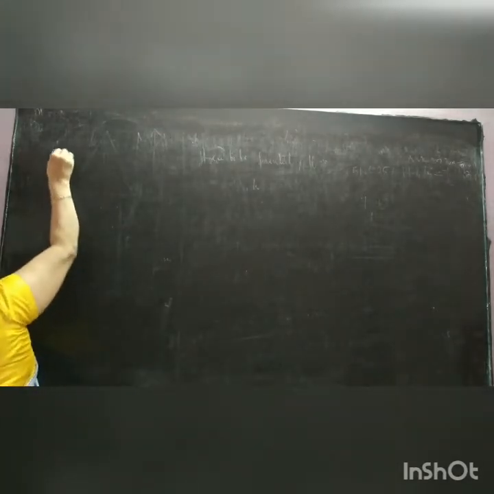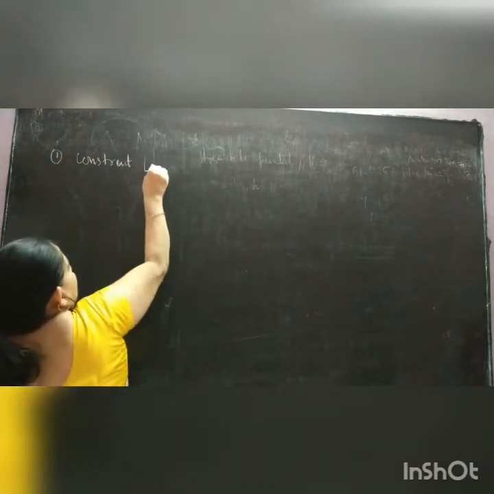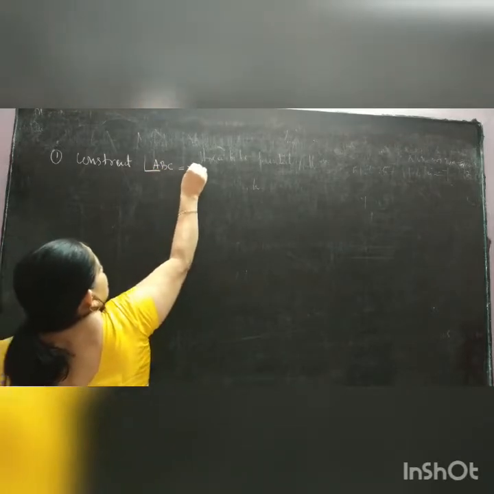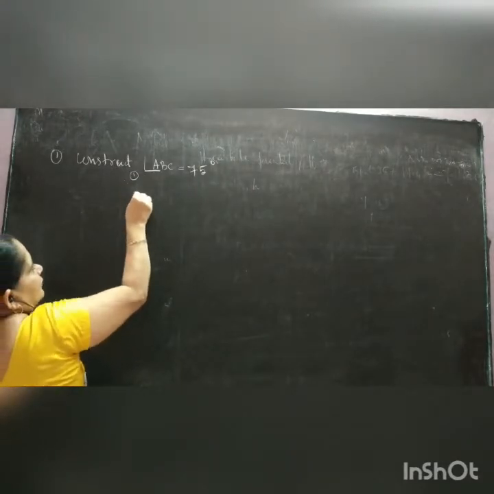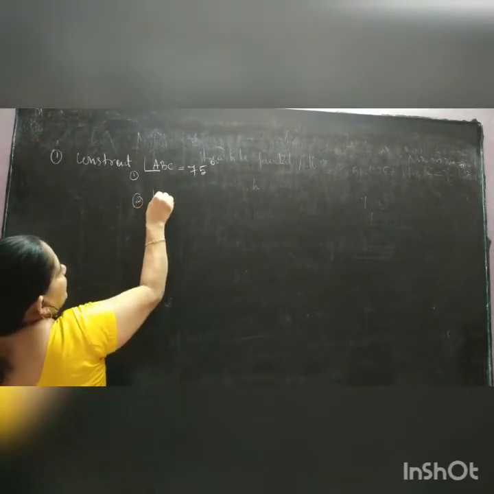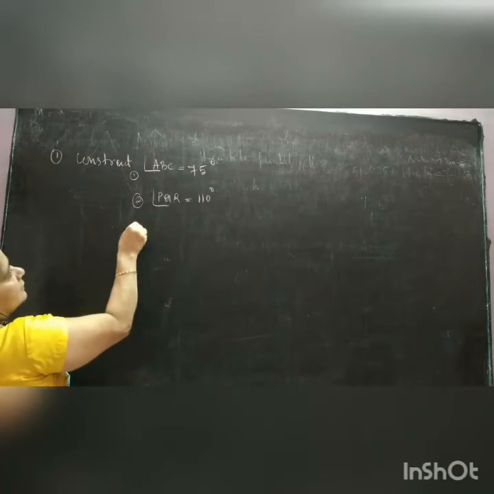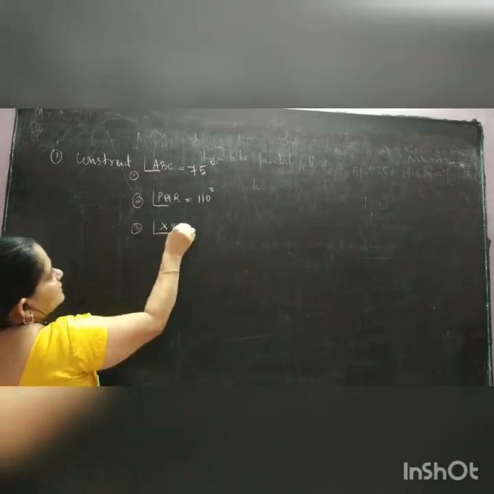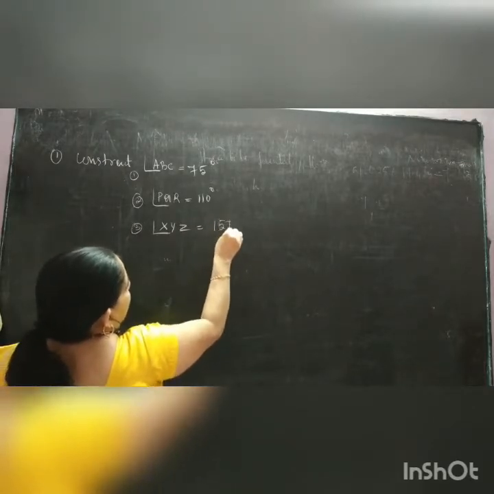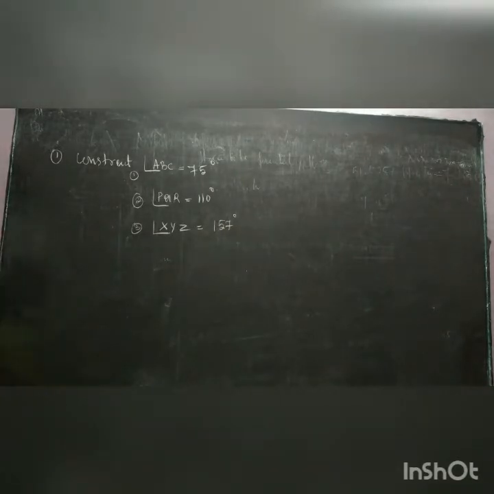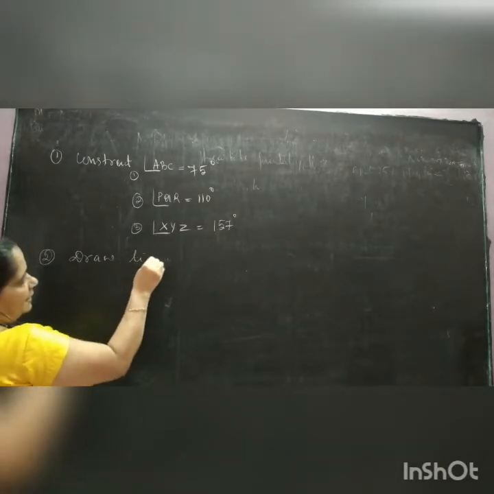So first one, construct angle ABC is equal to 75 degree. Then second one, angle PQR is equal to 110 degree. Third one, angle XYZ is equal to 157 degree. Okay.